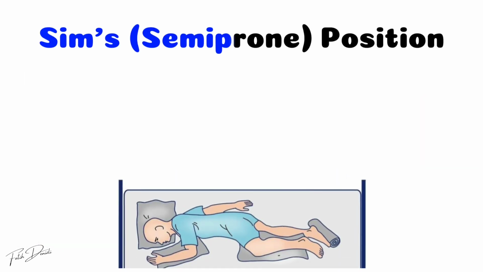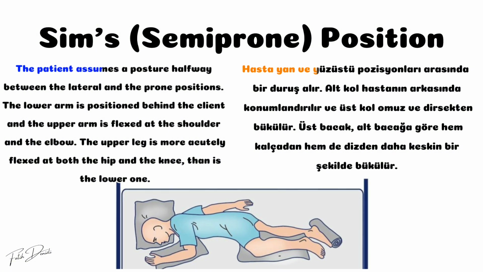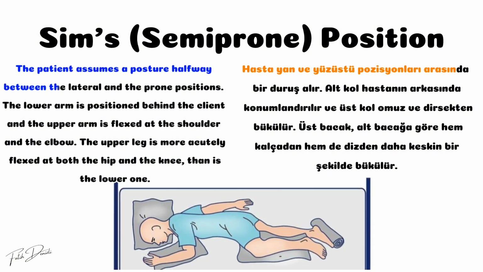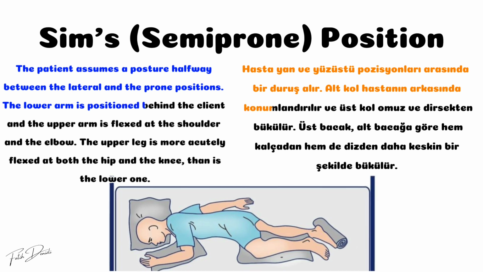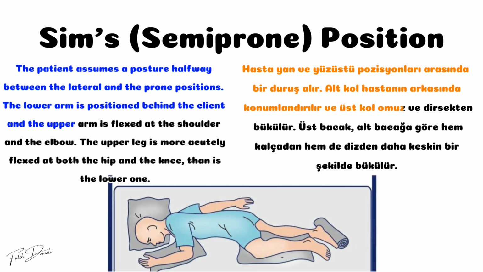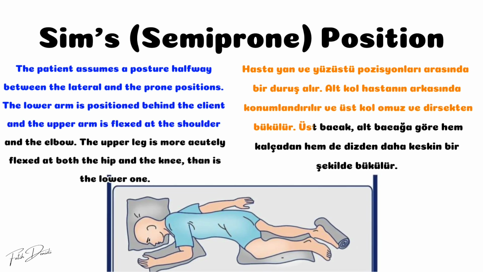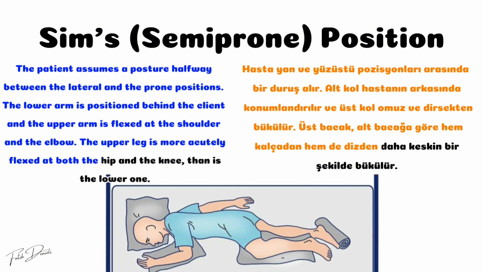apart. Semi-prone position. The patient assumes a posture halfway between the lateral and the prone positions. The lower arm is positioned behind the client, and the upper arm is flexed at the shoulder and the elbow. The upper leg is more acutely flexed at both the hip and the knee than is the lower one.